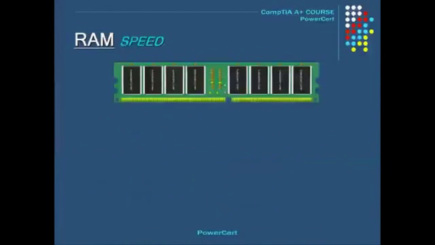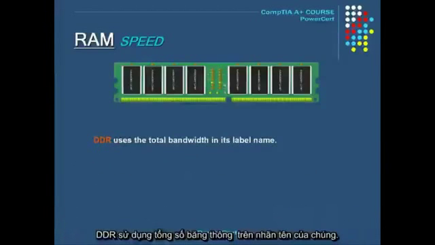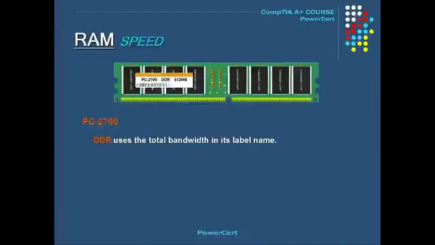DDR is also labeled differently than non-DDR RAM. Instead of including the clock speed in its name, like PC133, where 133 equals the clock speed, DDR uses the total bandwidth instead. For example, a DDR DIMM labeled PC2700, the 2700 is not the clock speed, but it's the actual total bandwidth.